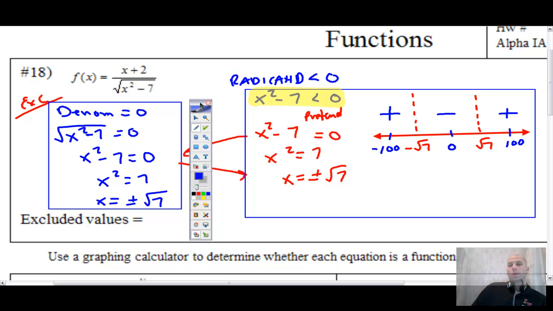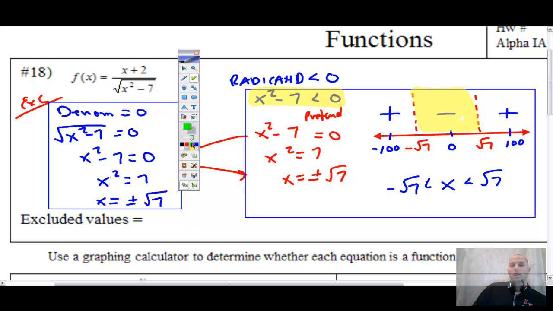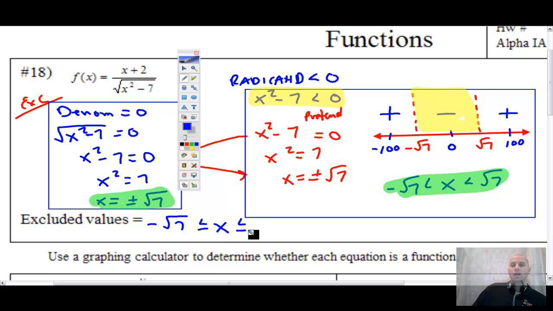So what's my answer? Is it the positive ones or the negative ones? Well, it's definitely negative because this says less than 0. So less than is negative. So from this part, it's saying that x is between, but not including, square root of 7 and negative square root of 7. If you combine this answer, which says it's between those numbers, and this first answer, which says it includes those numbers, we get our excluded values are between and including negative 7 and 7.